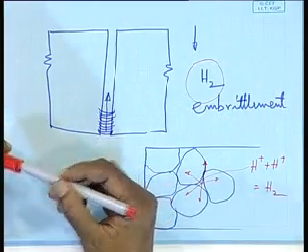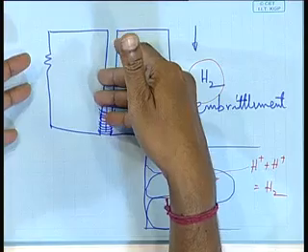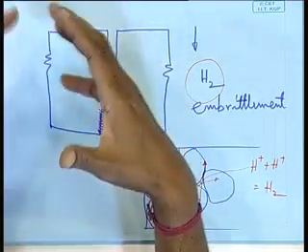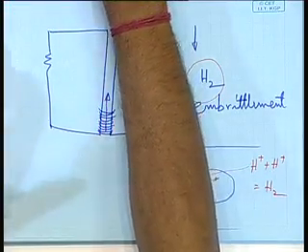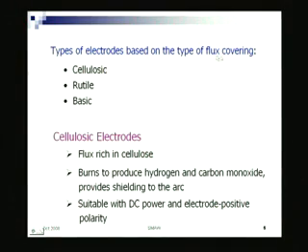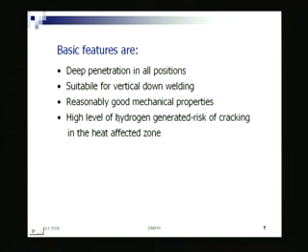To avoid hydrogen embrittlement, you will have to avoid hydrogen in the welding place, in the weld metal. But unfortunately, here the flux cover is such that it evolves hydrogen. So, this is one of the bad aspects of the cellulosic electrode. A high level of hydrogen is generated, so the risk of cracking in the heat affected zone increases. The heat affected zone is the weaker zone, so the possibility of cracking developing there increases. That is one of the bad aspects of the cellulosic electrode.